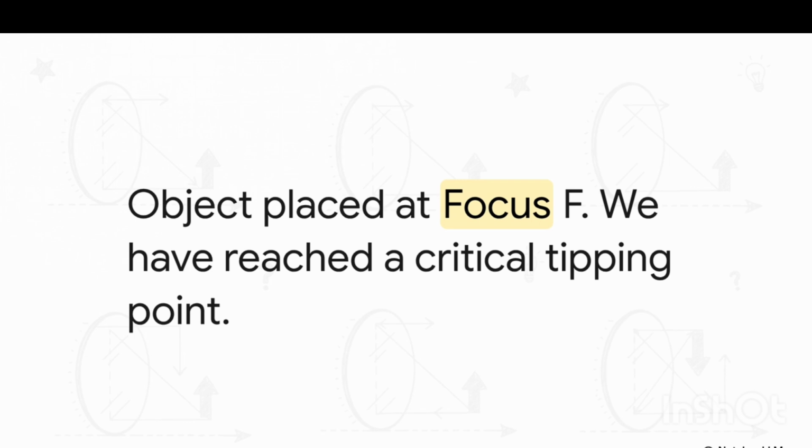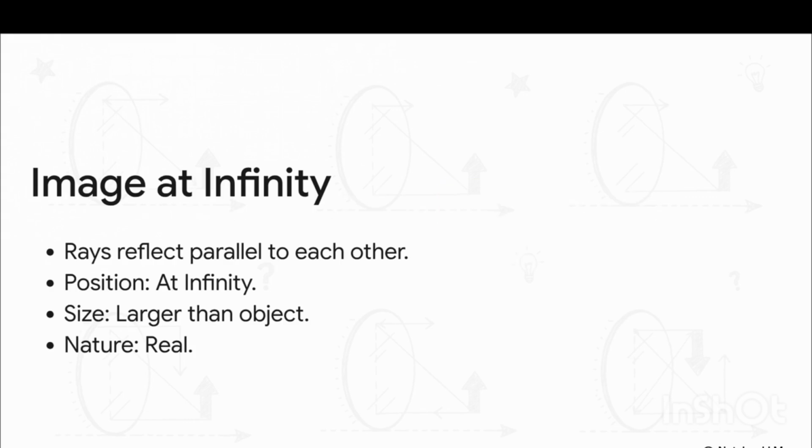We've reached a critical tipping point here, placing the object directly on the focus, F. When we fire our rays from an object right at the focus, our rules dictate that they reflect perfectly parallel to each other. And because they're perfectly parallel, they will technically never cross in front of us. They are going to meet all the way out at infinity. This creates an absolutely massive, real image that is infinitely far away.